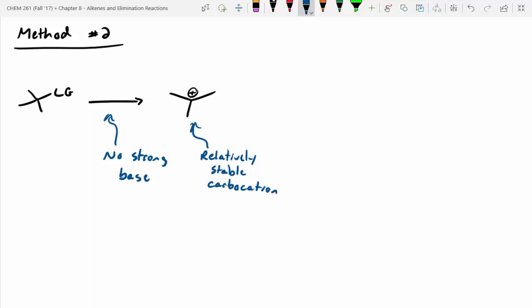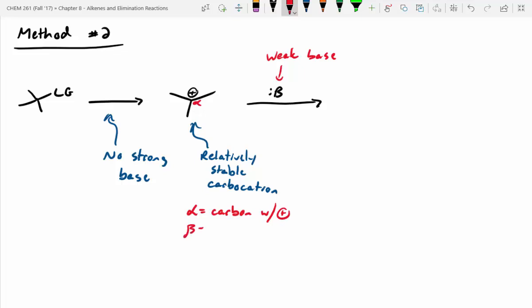And what we're going to do this time is just use a weak base. So I'm just going to call this base with a lone pair. Let's identify this as a weak base. And now what we need to do is, just like before, identify our alpha position and our beta position. In this case, our alpha position is going to be the site of the carbocation. Carbon with a positive. Beta is one further away.